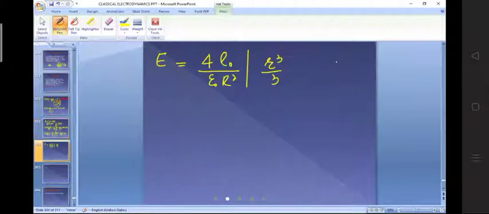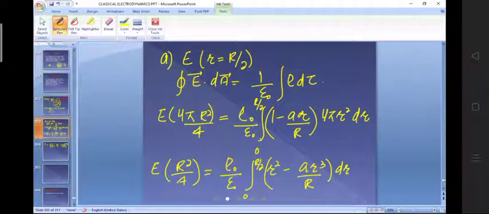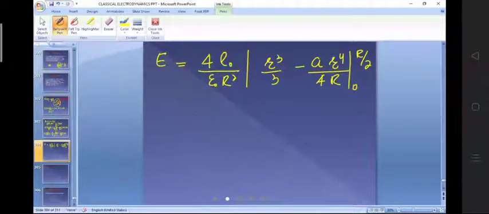So minus a multiplied by r to the power 4 divided by 4 capital R, and the limits of integration will be from 0 to r by 2. Okay, great. Now pay attention, beta. The electrostatic field will be equal to 4 rho naught divided by epsilon naught multiplied by r square.